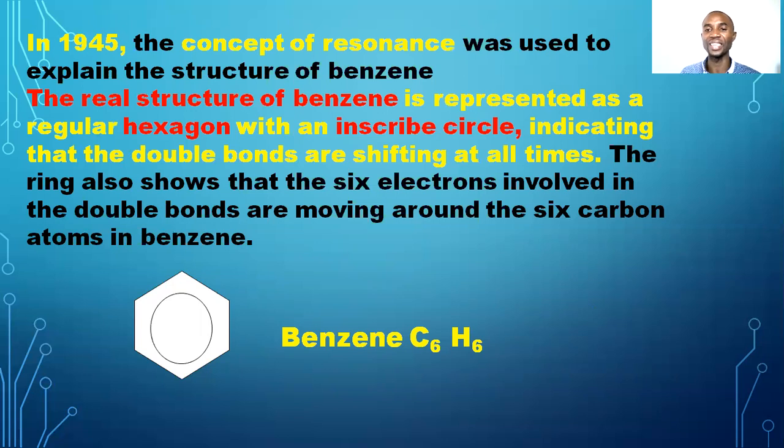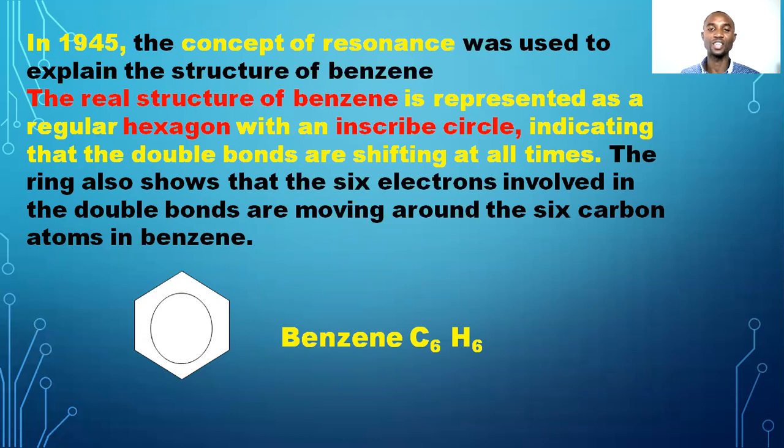The ring structure of benzene is represented as a regular hexagon with an inscribed circle, indicating that the double bonds are shifting at all times. I've talked about this. The ring also shows that the 6 electrons involved in the double bonds are moving around the 6 carbon atoms in benzene. So the easiest way to represent benzene is this way, and we call it a resonance structure because of the alternating movement of the double bond and the single bond around the benzene structure.